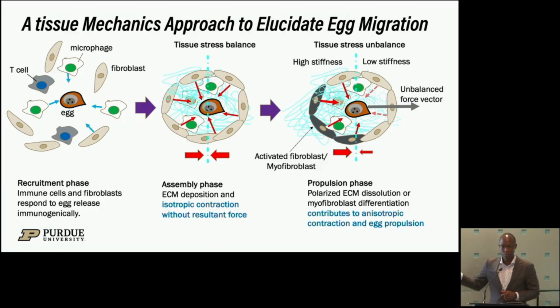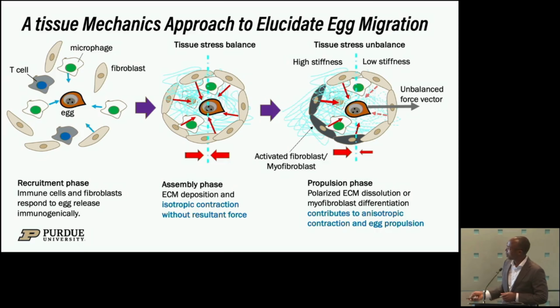So we have a hypothesis that we've been pursuing in this work. We think that the immune cells that get recruited around the eggs, including the fibroblasts, so the host cells, actually play a role here in trying to create forces that move the eggs. And we look at how the stress around the tissues is going to change during the recruitment process and the forces that are generated through that in collaboration with the host tissues.